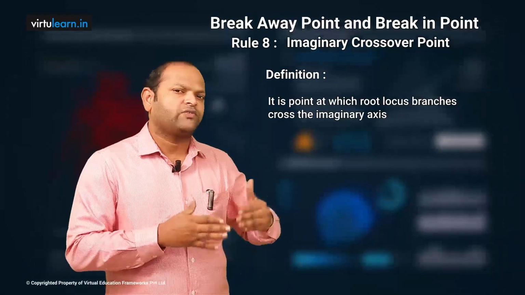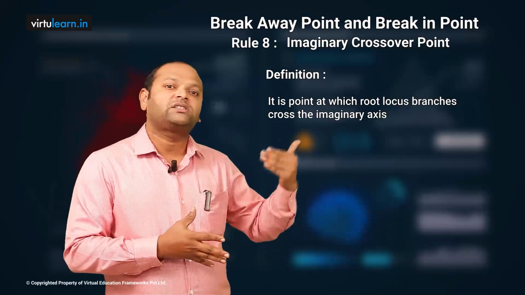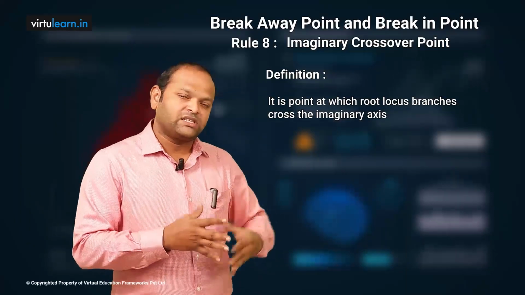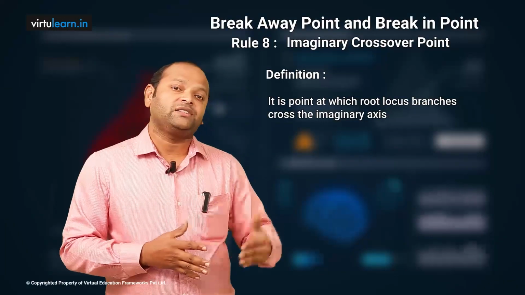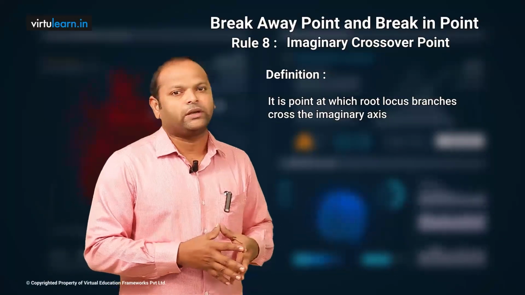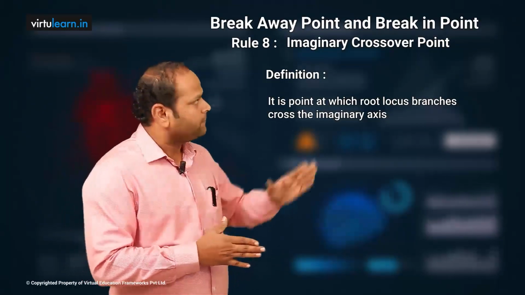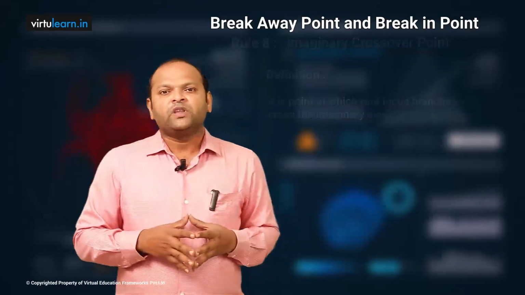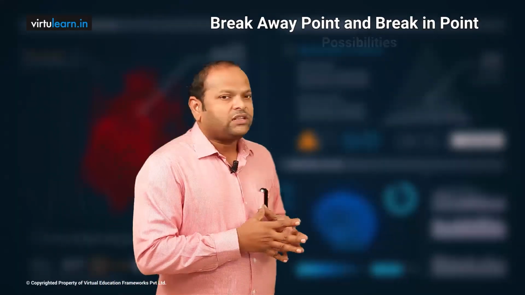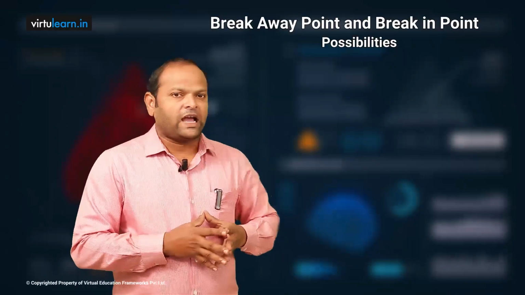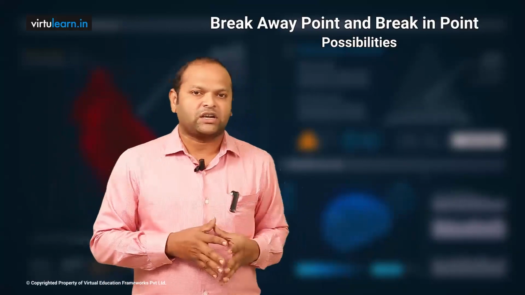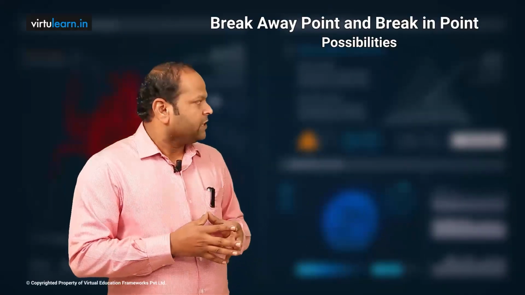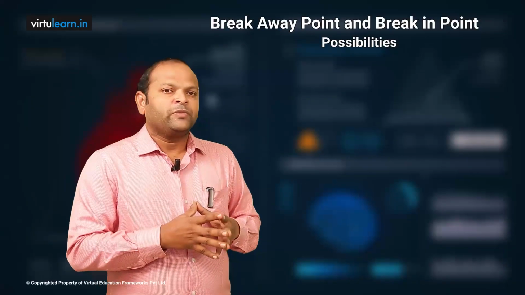The imaginary crossover point is very important to find the stability of the system, whether the system is absolutely stable, absolutely unstable, or conditionally stable, and what the condition is. We can easily find this using the imaginary crossover point. Let us see the different possibilities of having an imaginary crossover point. It is not that every problem will have one. You may not have. So what are the different possibilities?